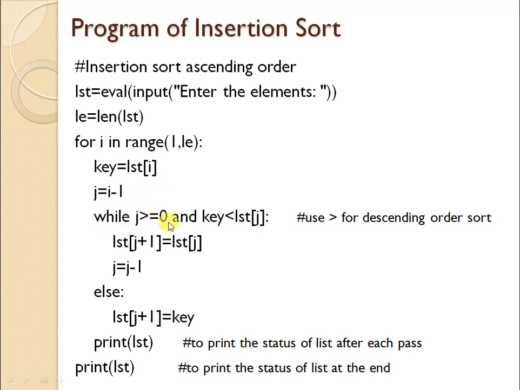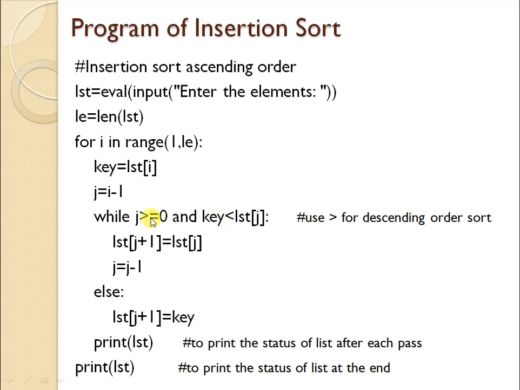You should not move ahead of index 0. This is the first condition. You should not cross index 0, you should not go to negative indexing. So this is the check that you should not move beyond 0. And you should also not move ahead if you find an element less than your selection. If you find an element less than your selection, that means you have to stop.